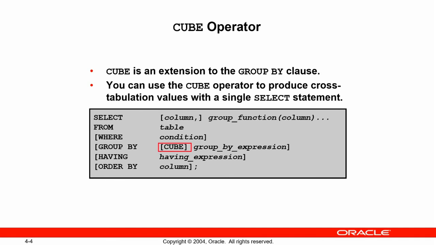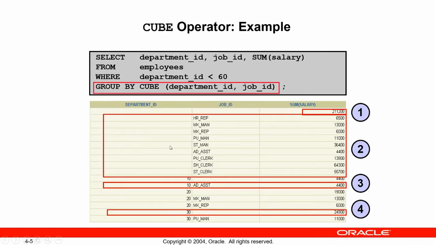The cube is what? Cube is an extension of the group by clause. You can use the cube operator to produce the cross tabulation values with a single select statement. Here you can use the cube after the group by clause, and then you can provide the columns. In the same query that you did in a rollup, the group by with the cube will do what? It will give me a job wise data also. This is the selection. You can see that the job wise output is also there.